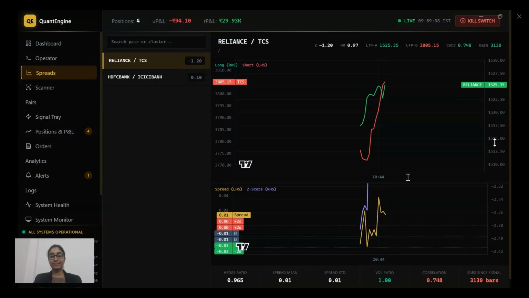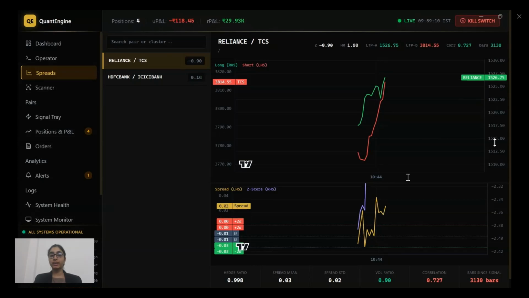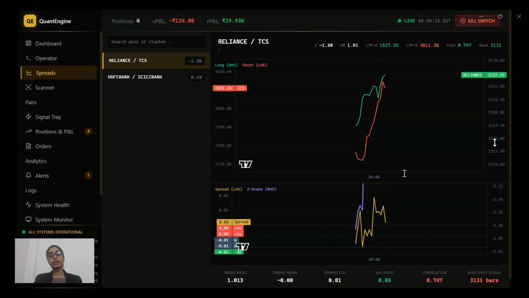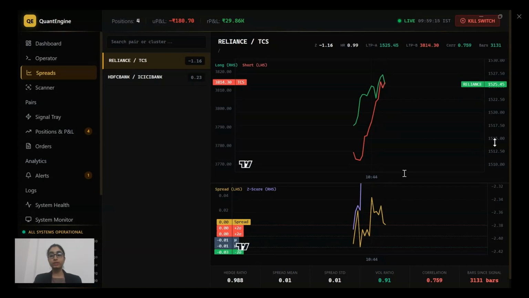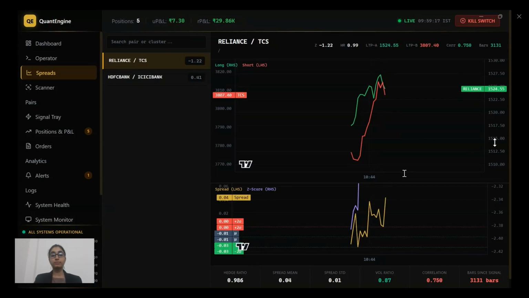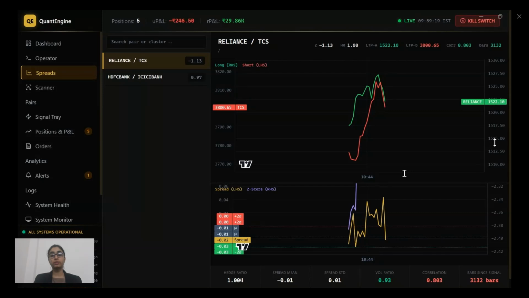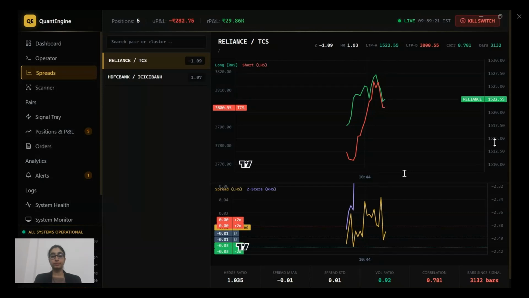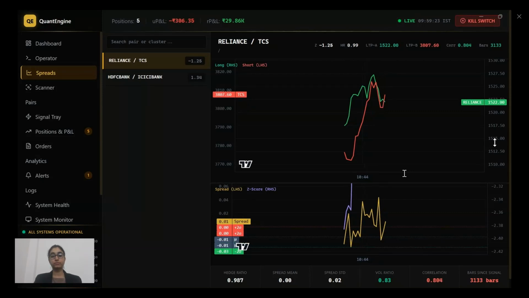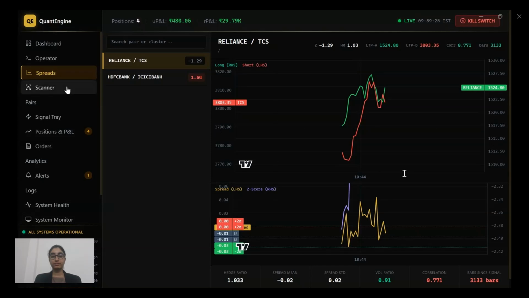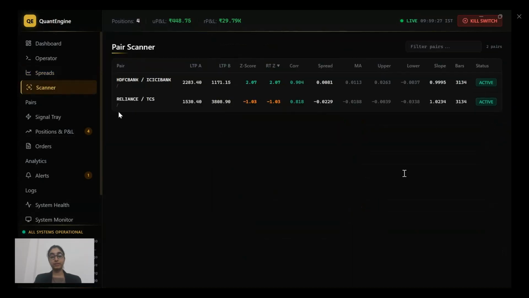And beneath it, we have the scanner tab. So, the scanner essentially cuts through the market noise, surfacing only the names that match your setup right now in real time. So, that information is something useful over here.